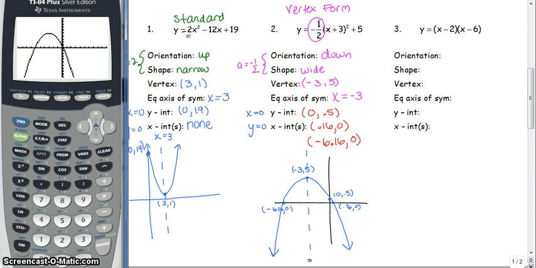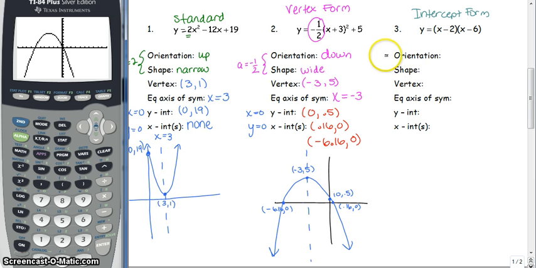Our last graphing problem for right now is y equals x minus 2 times x minus 6, and this equation is in intercept form, not vertex form. And this is the new one for today.